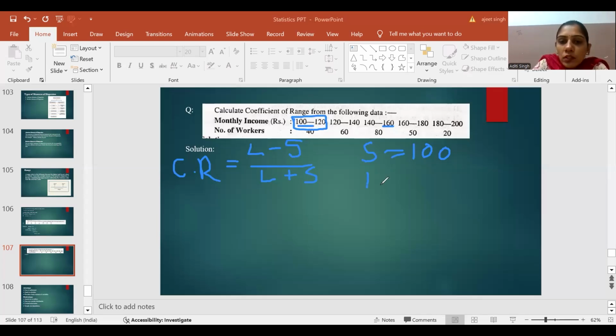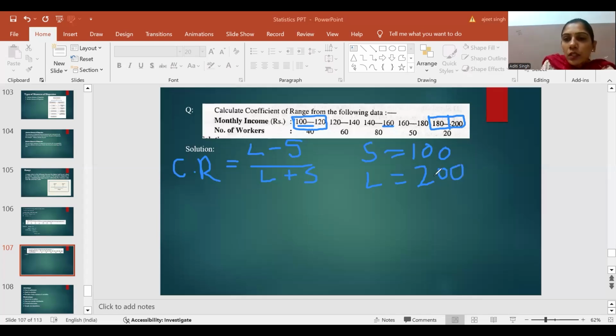Now, what is the highest value, or you can say the largest value? The largest value is the highest value of the upper limit. So this is the upper limit, 180 to 200. So the highest value of the upper limit is 200.